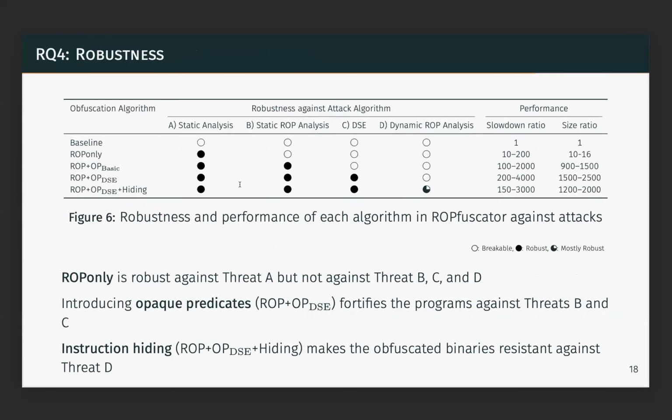Finally, for robustness, we can see that by adding these layers of obfuscation on top of the ROPification, the robustness increases. And just to give a small insight, opaque predicates are needed to withstand analysis of the return addresses of the ROP chains, because otherwise it will be trivial to just jump to the address of the gadgets. So by adding all the obfuscation layers together, we are able to withstand also automated analysis.